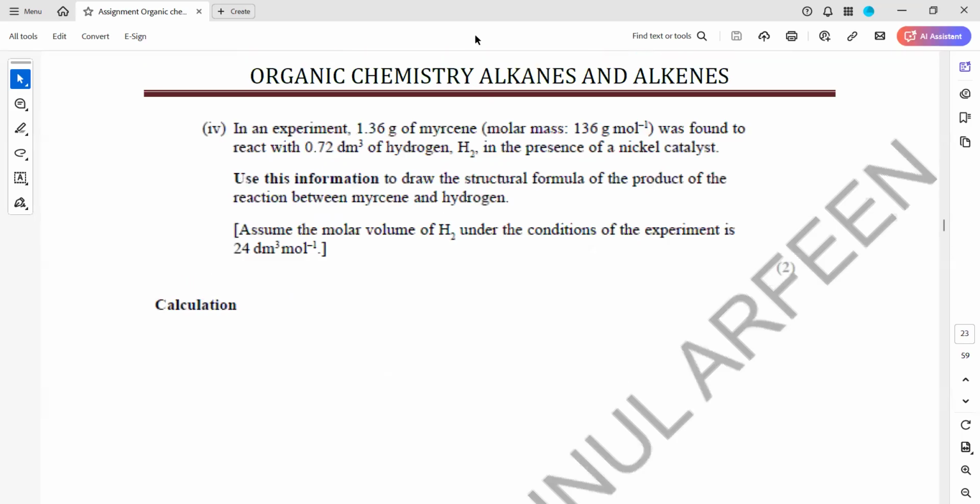In an experiment, 1.36 gram of this substance, having a molar mass of 136, reacted with 0.72 dm cubed of hydrogen in the presence of nickel as a catalyst. Use this information to draw the structural formula. So first, how many moles will we get? 1.36 divided by 136. We'll get 0.01.